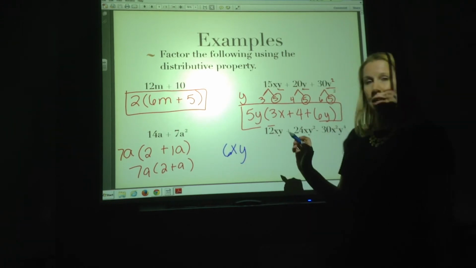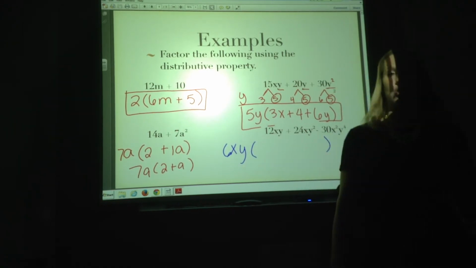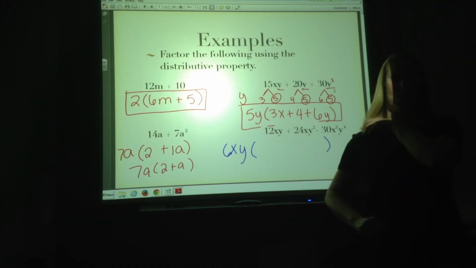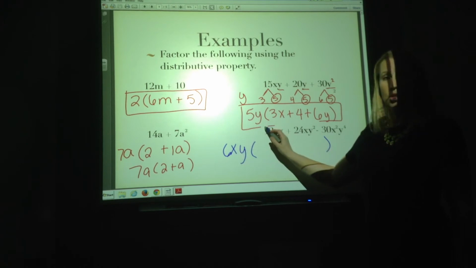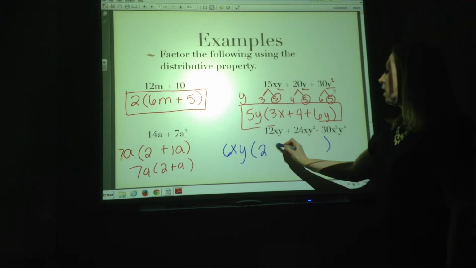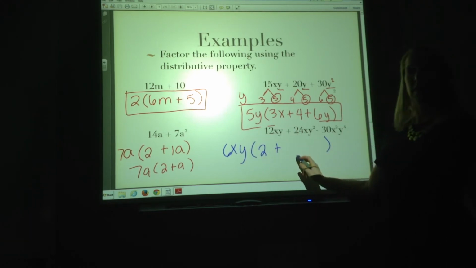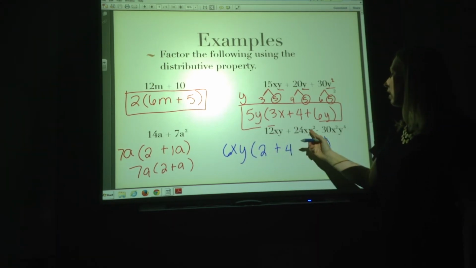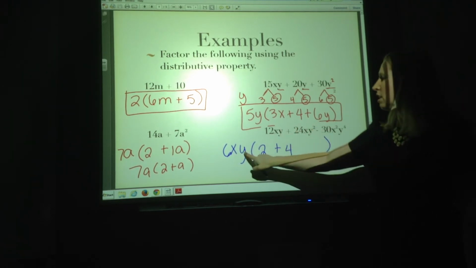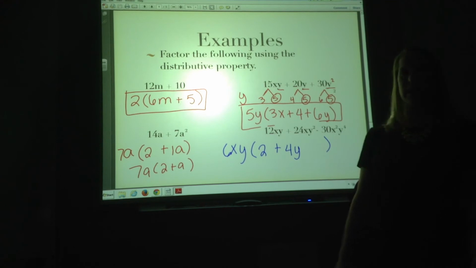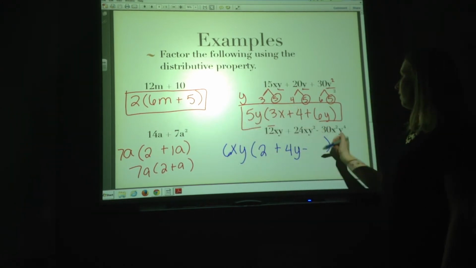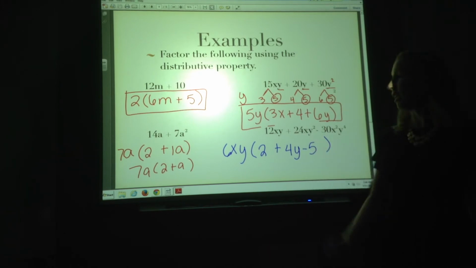So I'm going to pull out a 6xy and do distributive property backwards. So 6xy times something needs to give me 12xy. So I know 6 times 2 is 12. I already have an xy, so I don't need to worry about it. Plus 6 times 4 is 24. I already have an x, but notice that y is squared. So I need another y, because y times y is y squared.